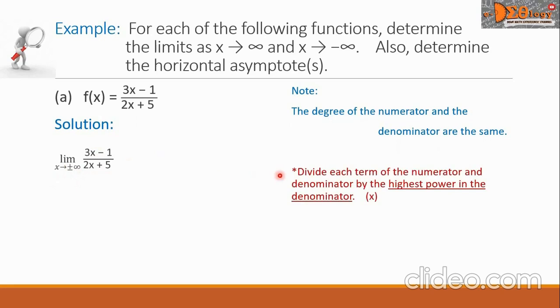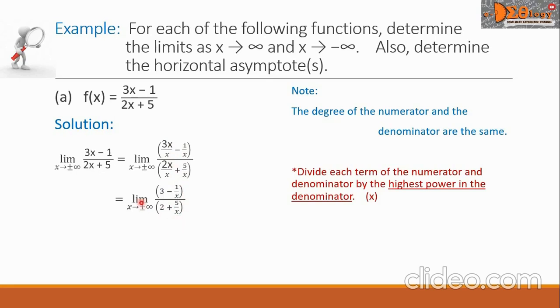As a rule, we're going to divide each term of the numerator and denominator by the highest power in the denominator. In this case, the highest power is x. So this expression becomes like this. Now, let us simplify each of the terms. So the 3x over x now becomes 3, minus 1 over x will just be the same. In the denominator, the 2x over x is 2, plus 5 over x has no change.